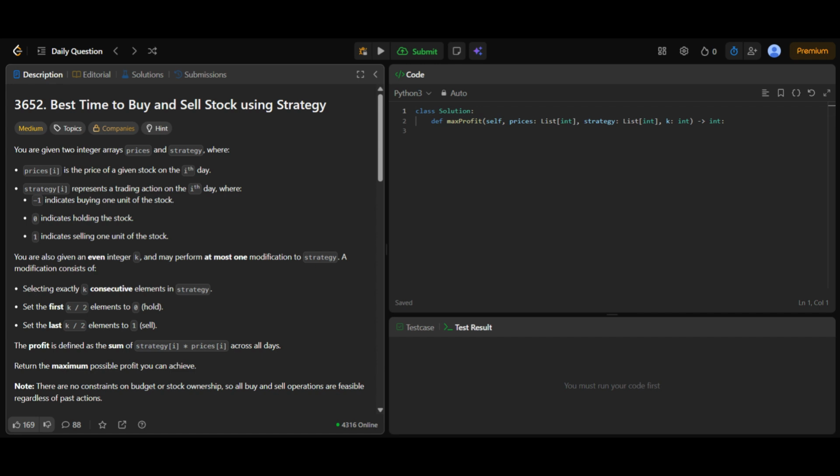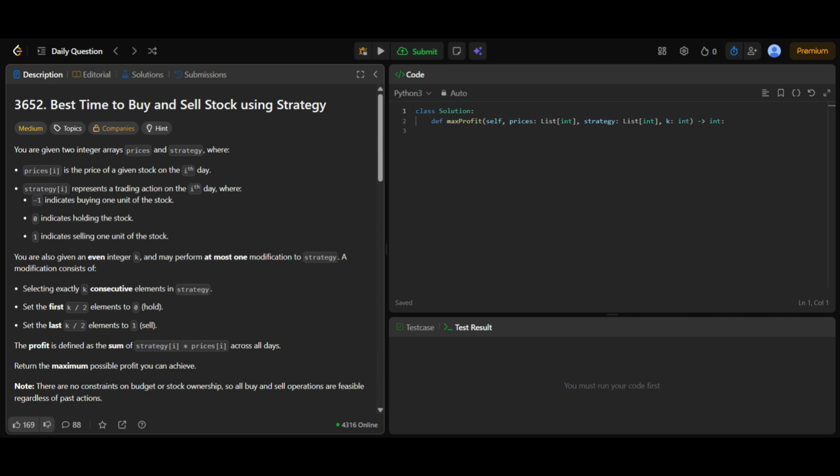You are allowed to perform at most one modification to the strategy array. This modification works as follows. You select exactly k consecutive days, set the first half of those days to 0, meaning hold, and set the second half to 1, meaning sell. The profit is calculated as the sum of strategy[i] multiplied by prices[i] for all days. There are no constraints on budget or stock ownership. Your task is to return the maximum possible profit you can achieve after applying at most one valid modification.